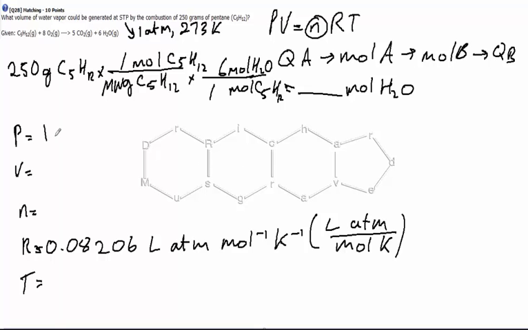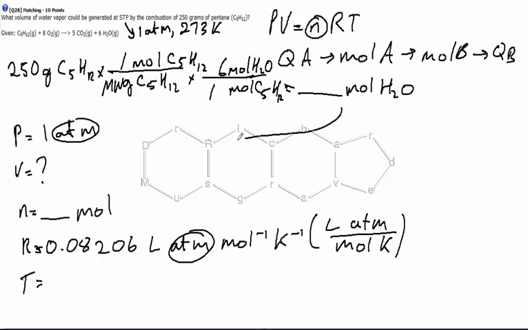So pressure is 1 atmosphere. No significant figures needed, this is going to be an exact number. You can see it matches the units in R, so we're good there. Volume, that's what we're looking for. N, we'll get that from up here. That's the value we just figured out. And the temperature, 273 K.